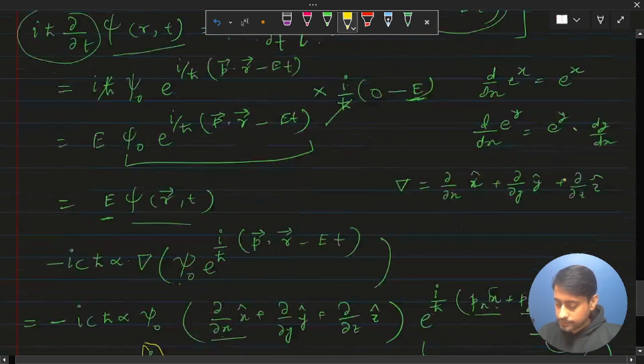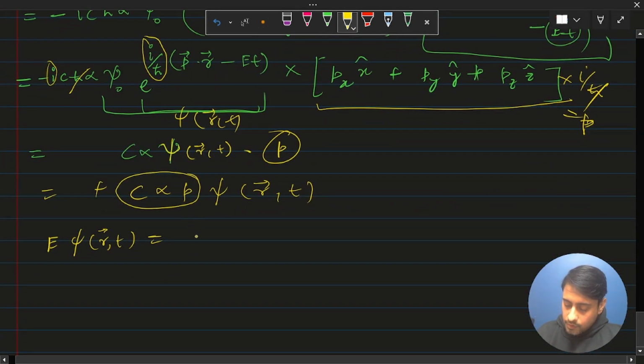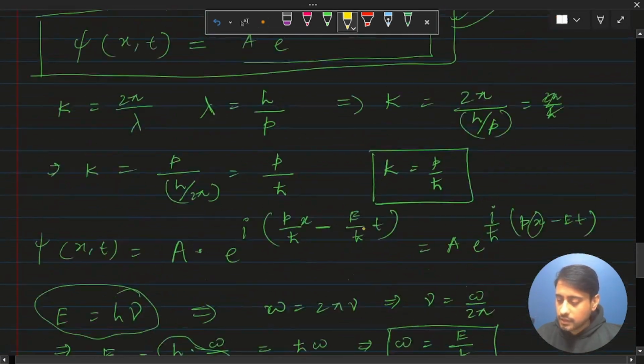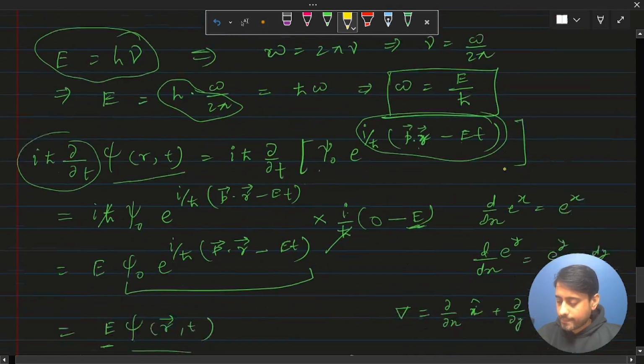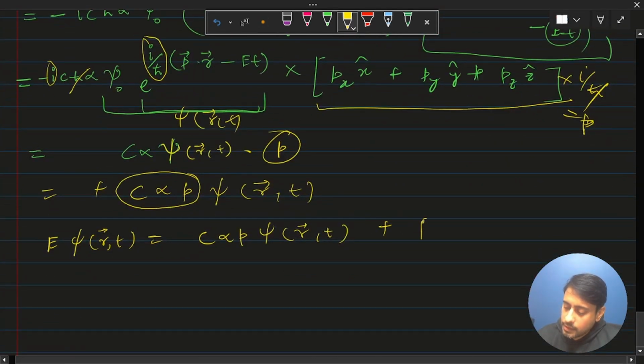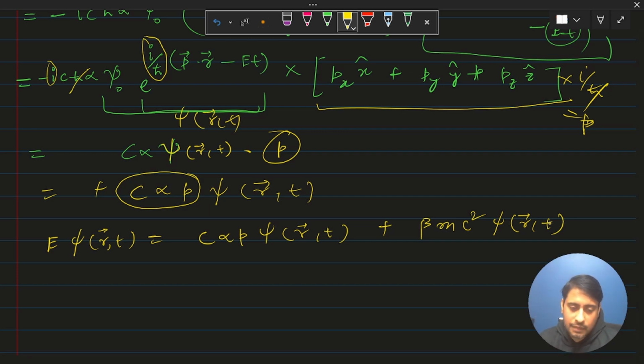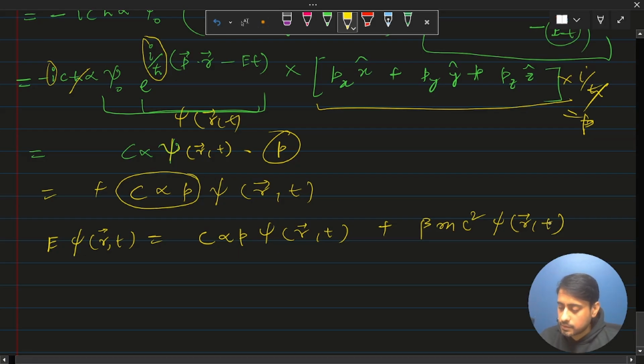So what we got: c alpha p psi r comma t, and then the last term we can write it as it is, which is beta mc square into psi r comma t. We have done nothing with this because we don't know what beta actually is. So we have done the derivative thing only, for the energy and for the momentum operators.